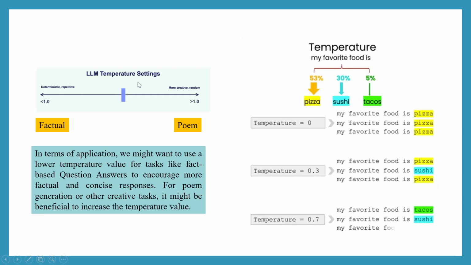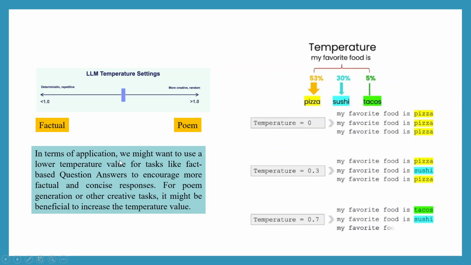LLM temperature settings. If you want a deterministic output, you keep the temperature less than 1. If you want more creative output, you keep the temperature greater than 1. So less than 1, factual outputs would be generated. Greater than 1, random outputs will be generated. It will be more creative. So if you want to write a poem, keep the temperature greater than 1.